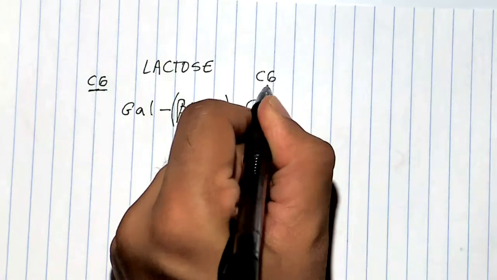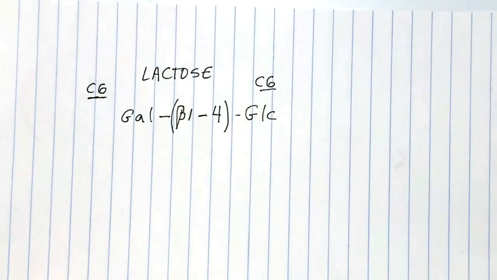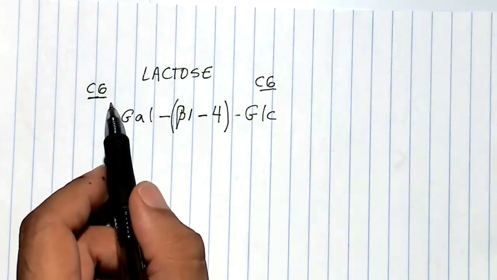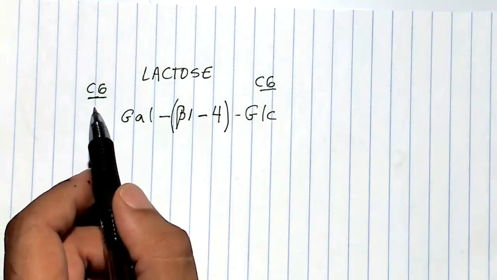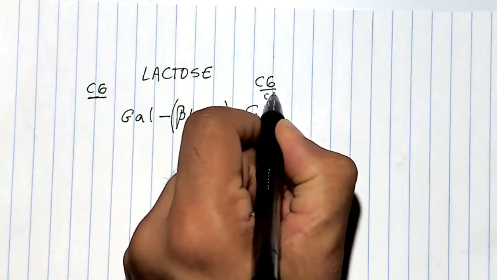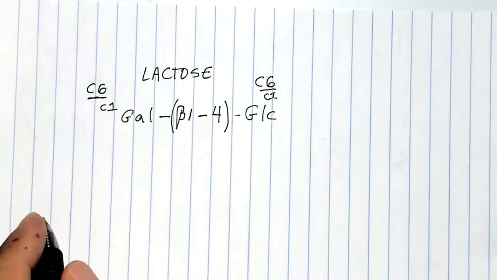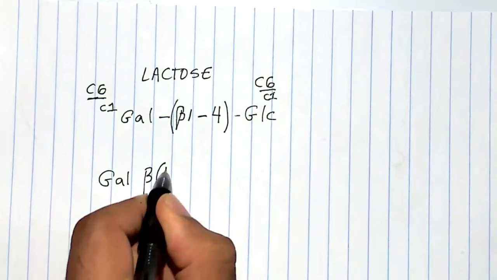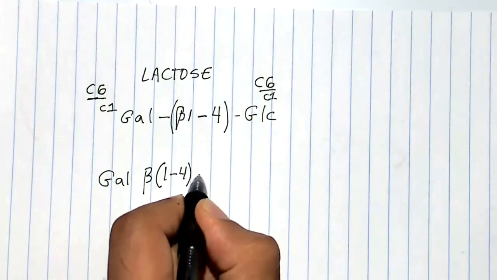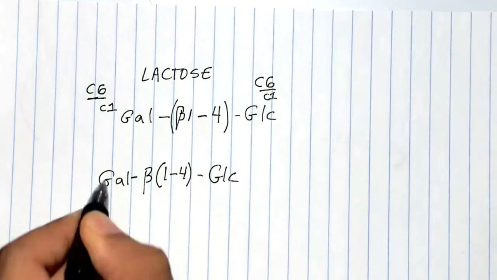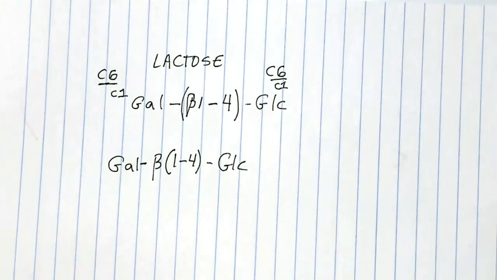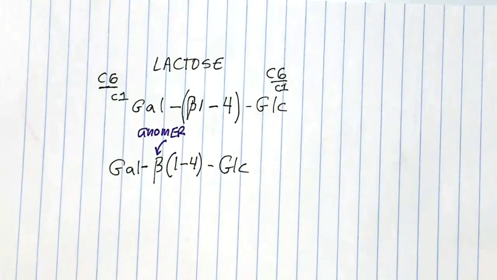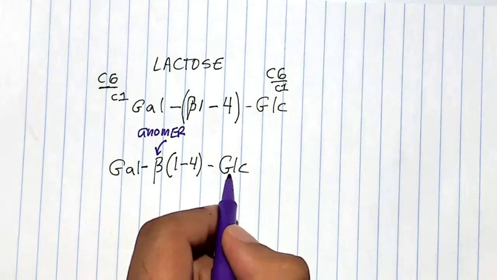Glucose also is a C6 sugar. What is the anomeric carbon in glucose? Well, it's an aldose, and just like galactose, it too will have an anomeric carbon at C1. Let me redraw this here as galactose with a beta 1,4 glycosidic bond with glucose. The beta represents the anomer of galactose that has formed a bond with carbon number 4 of glucose.